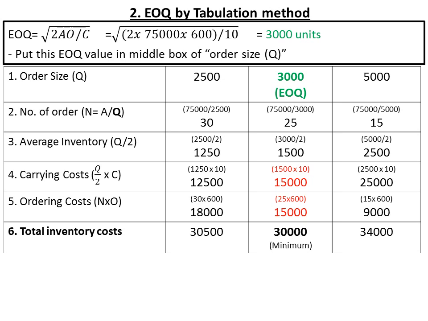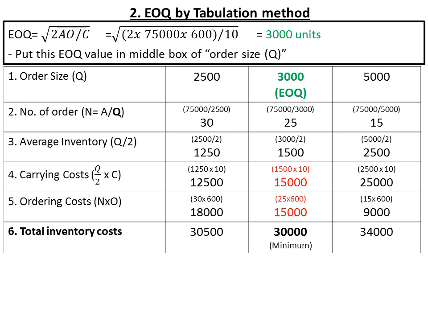And the number of orders N equal to A upon Q. Q means the order size. I have already told you in row 1, order size. So A equal to 75,000 in the given question. So use the number of orders N equal to A upon Q. Here is the Q. Q is different in the different columns, so you have to use different order sizes.